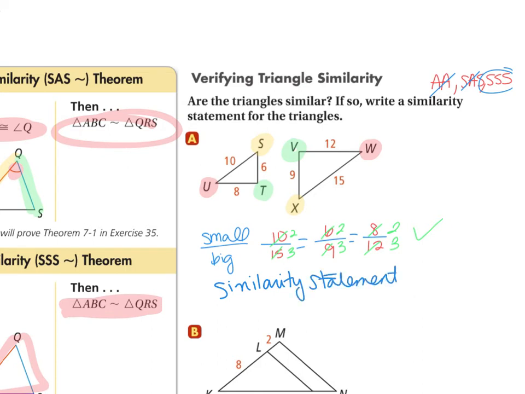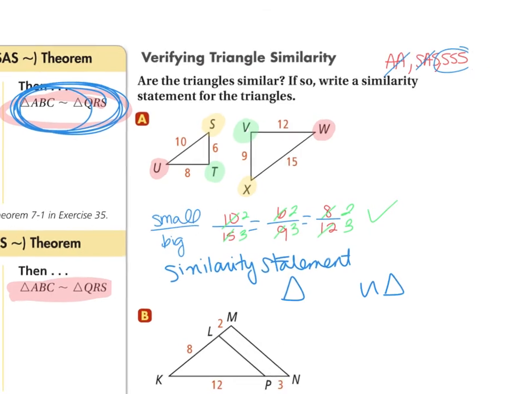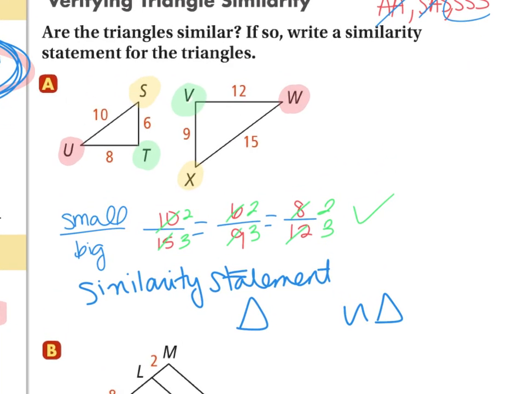And the similarity statement, just to recap, is this right here. So we're looking for something like: triangle blank is similar to triangle blank. So does the order matter? Yes, it does, just like in the congruency statement. So the color coding is going to help you a ton here.